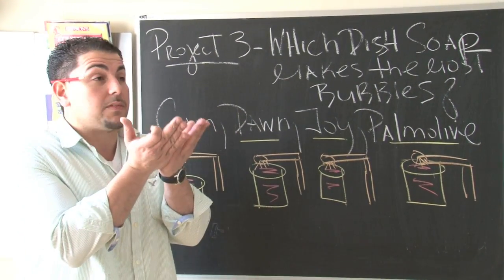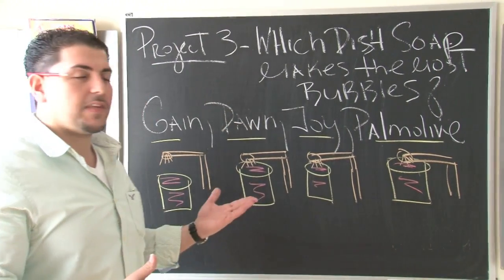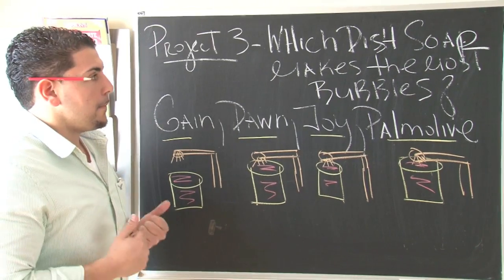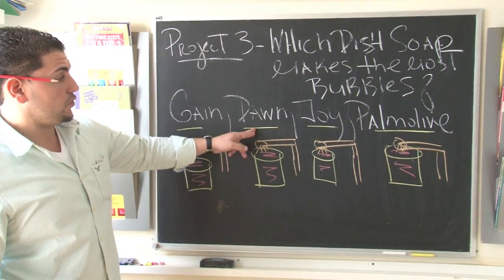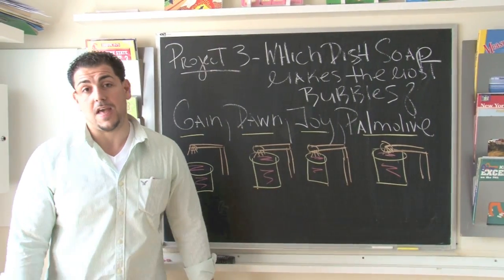Have you ever tried to take bubbles and blow them and see how far and how big you can make them? Well, what we're doing with this experiment is we're trying to figure out which dish soap makes the most bubbles. Now, we have 4 examples up here. We have Gain, Dawn, Joy, and Palmolive. But you can feel free to use anything you have around the house, okay?